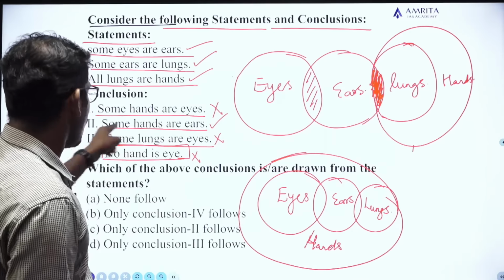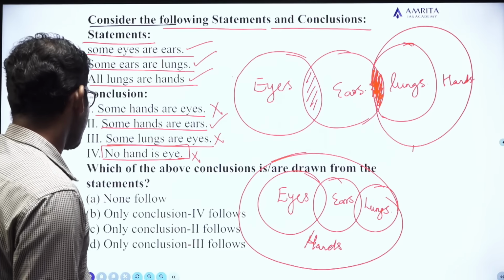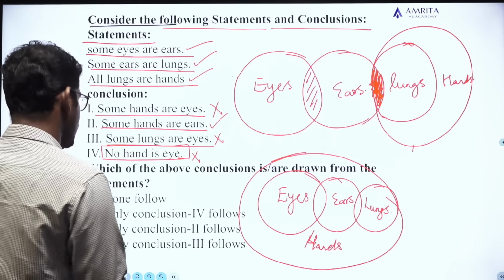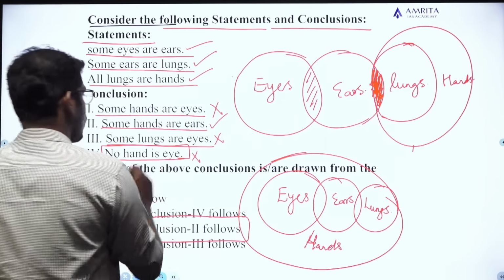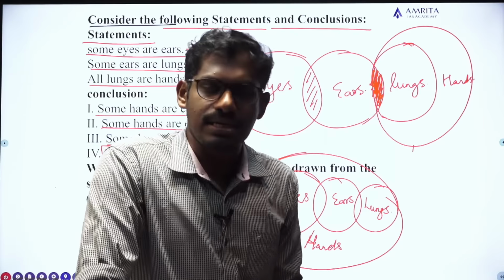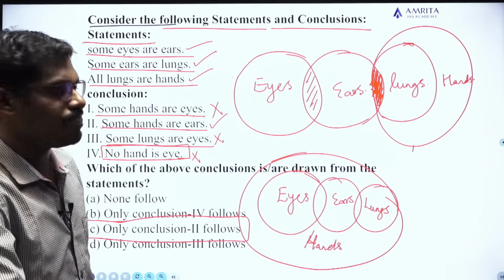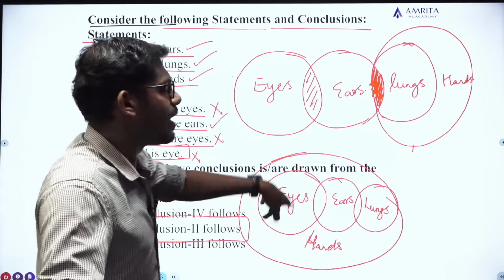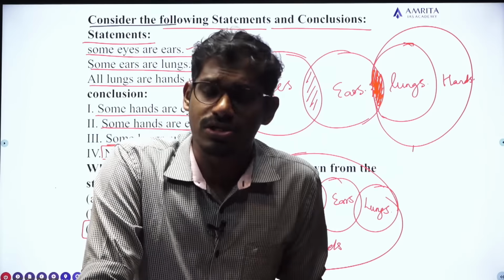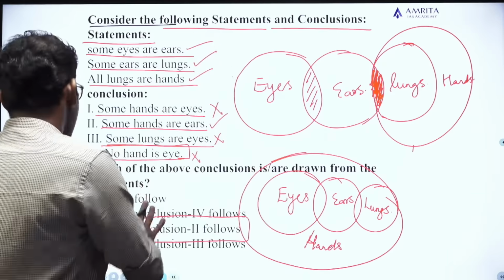So what is actually correct? Only the second statement is correct. Let us look at the options. A, none follows. B, only conclusion 4 follows. C, only conclusion 2 follows. D, only conclusion 3 follows. Option C is the correct answer because only the second conclusion follows. The rest of the conclusions are incorrect in some way or another. Clear? So remember one thing: whenever a no conclusion comes, we should try to negate that statement. So the answer for this question is option C.